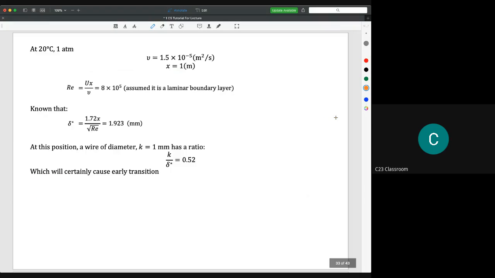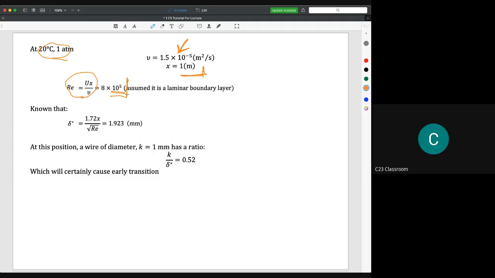So the idea is, first we need to determine the Reynolds number at the location x equal 1 meter. We can take the kinematic viscosity, depending on the temperature and the atmospheric pressure, and substitute into the Reynolds number. We get 8 times 10 to the power of 5. We assume that this is still a laminar boundary layer. It is quite difficult to define whether it is laminar or turbulent, because normally people will take 5 times 10 to the power of 5.